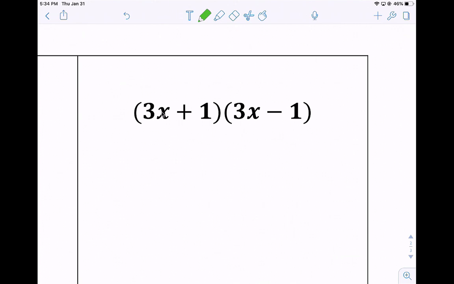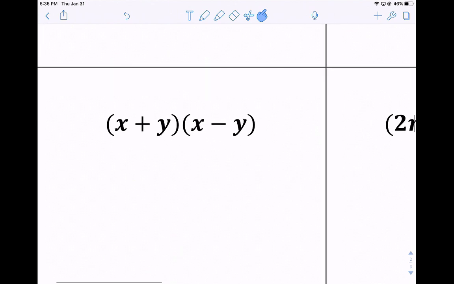So I only need the first term, which I get from 3x times 3x. So that's going to be 9x squared. Then the middle two pieces cancel out, so then I can just go to the last term. So 1 times -1 is going to be minus 1. So again, I have the difference, so subtract, of two perfect squares. I can take the square root of 9x squared, and I can take the square root of 1. So difference of two perfect squares.